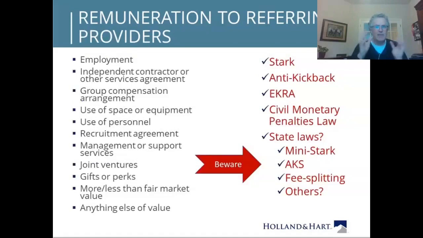All right, that's kind of the main issues that we deal with when dealing with patients. What about in dealing with remuneration with referring providers? The bottom line there, anytime you're dealing with referring providers, you've got to be concerned about the anti-kickback statute. In addition, to the extent you're dealing with referring physicians, you've got to be concerned about Stark. Those are the federal ones. You've also got to be concerned about any state laws that may apply.